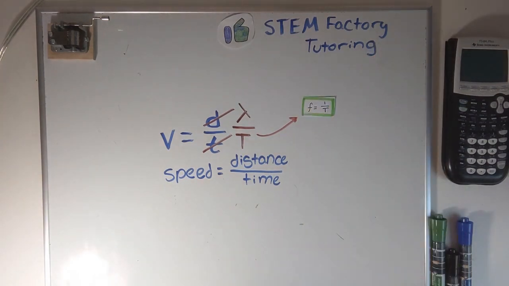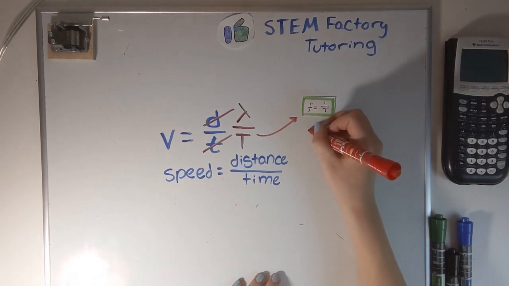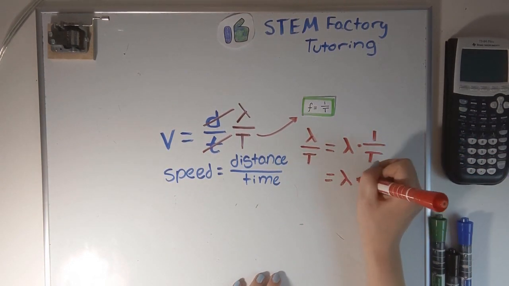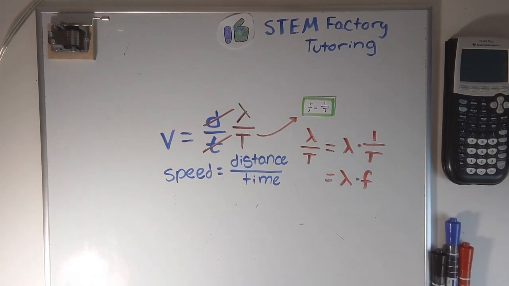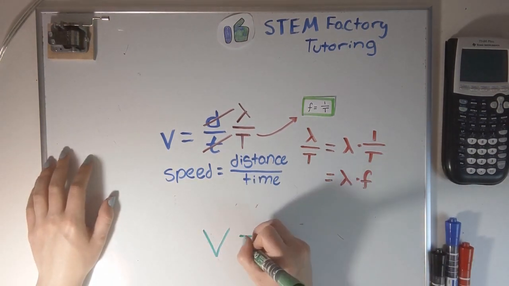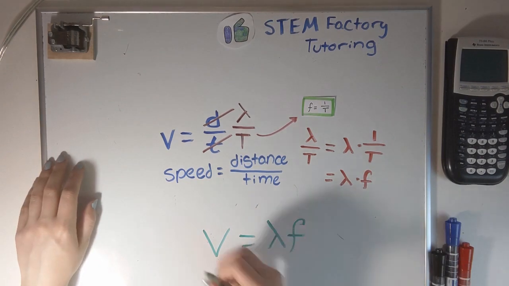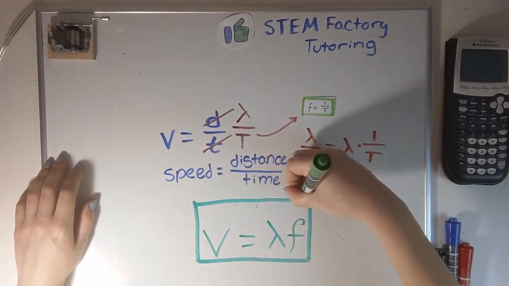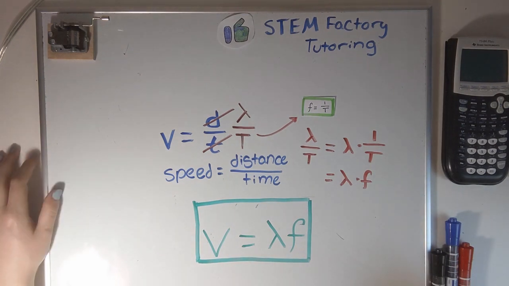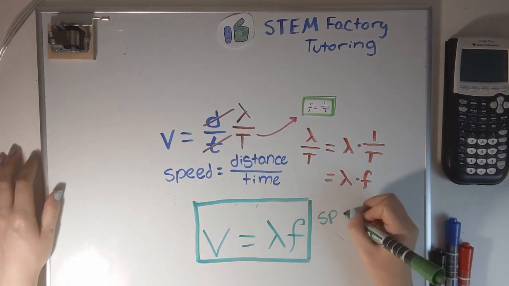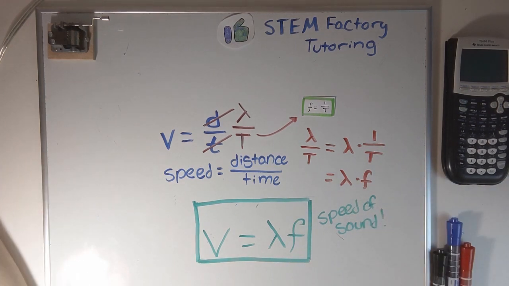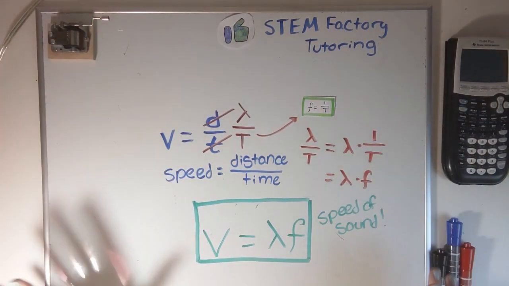So, v equals lambda, or wavelength, over T, or period. But remember that frequency equals 1 over period, and effectively, this equation is just wavelength times 1 over period. So we can actually substitute f in here, which is how you'll usually see the formula written. v equals lambda f, or speed of a sound wave equals wavelength times frequency.